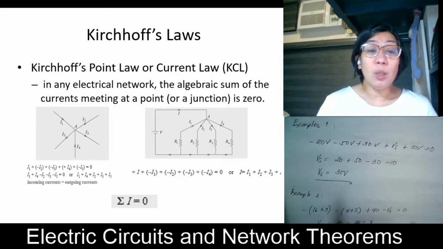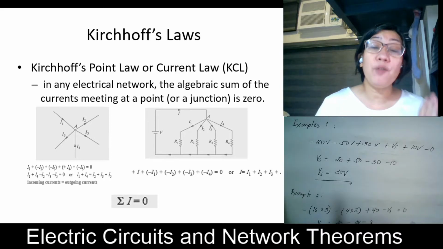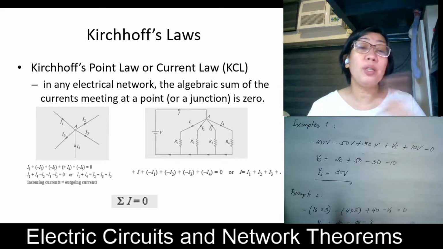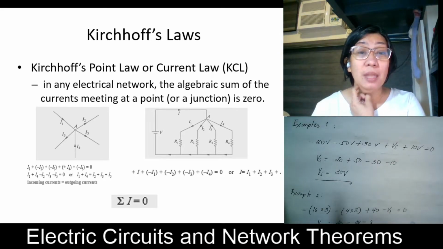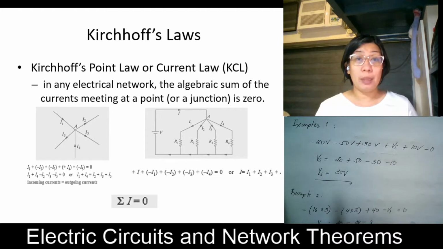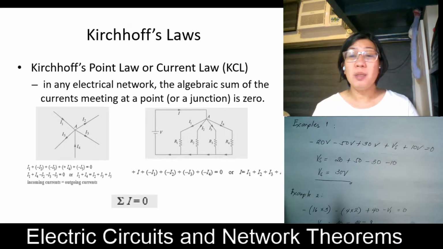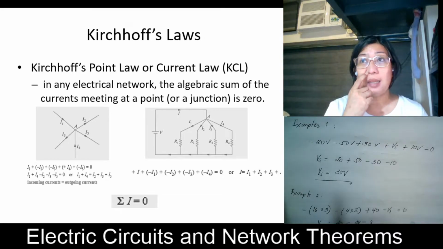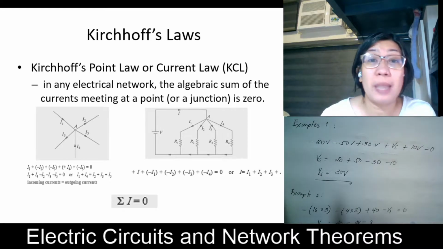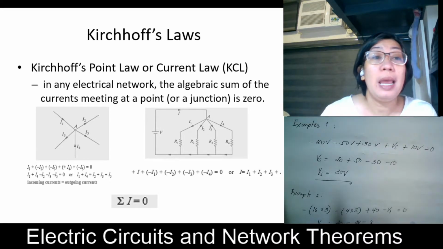So, it's okay if you assign negative currents to incoming but you have to assign positive to outgoing. As long as there's a positive and there's a negative, it is not a problem. Okay? So, just for uniformity, let us just assume that incoming currents are positive and outgoing currents are negative.